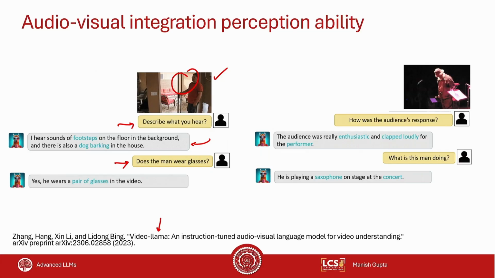And the system does have a visual capacity as well. Right? Similarly, this is another example where the audio processing capabilities can be observed. When the model is asked how was the audience's response, it can nicely explain that the audience was very enthusiastic and clapped loudly and so on.